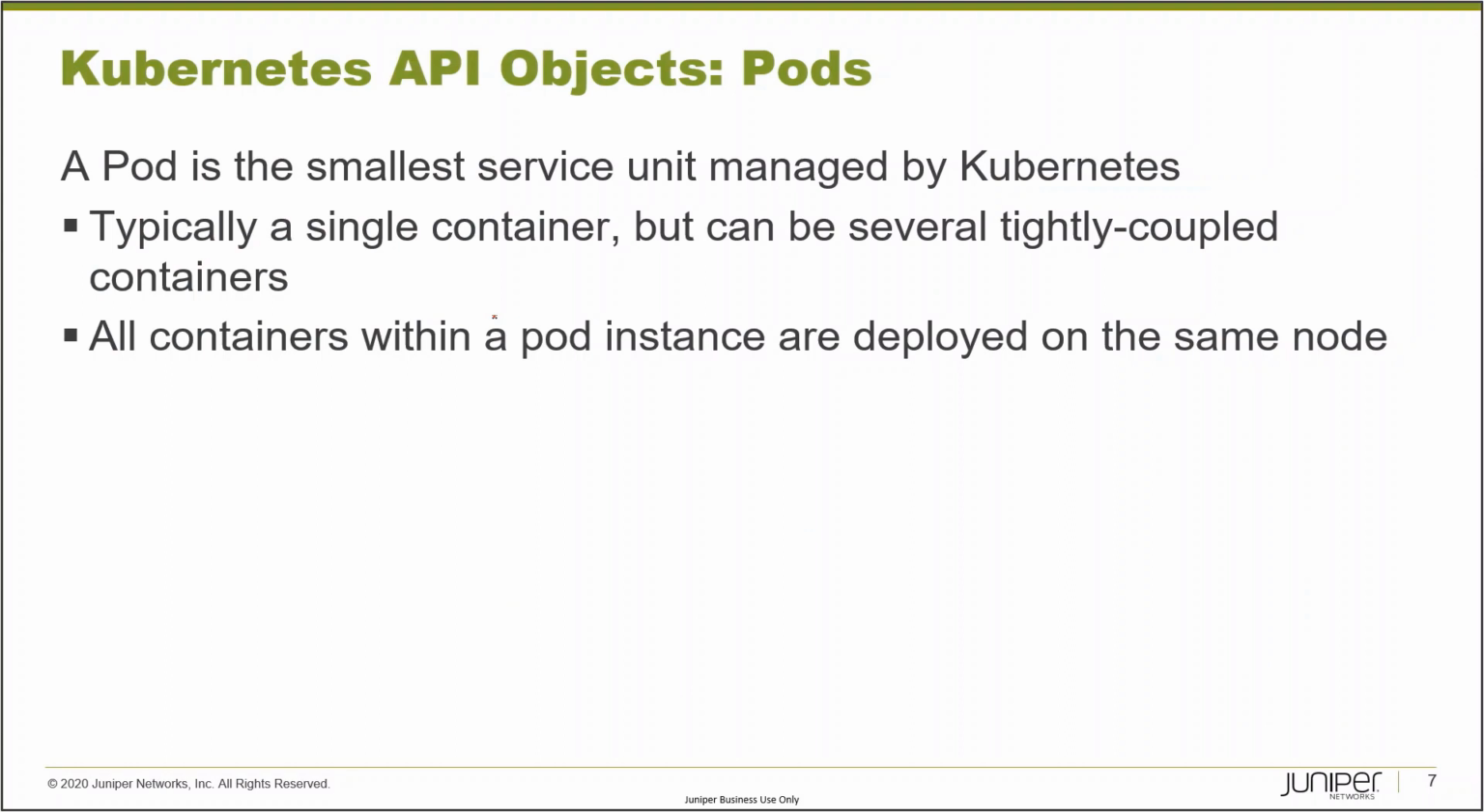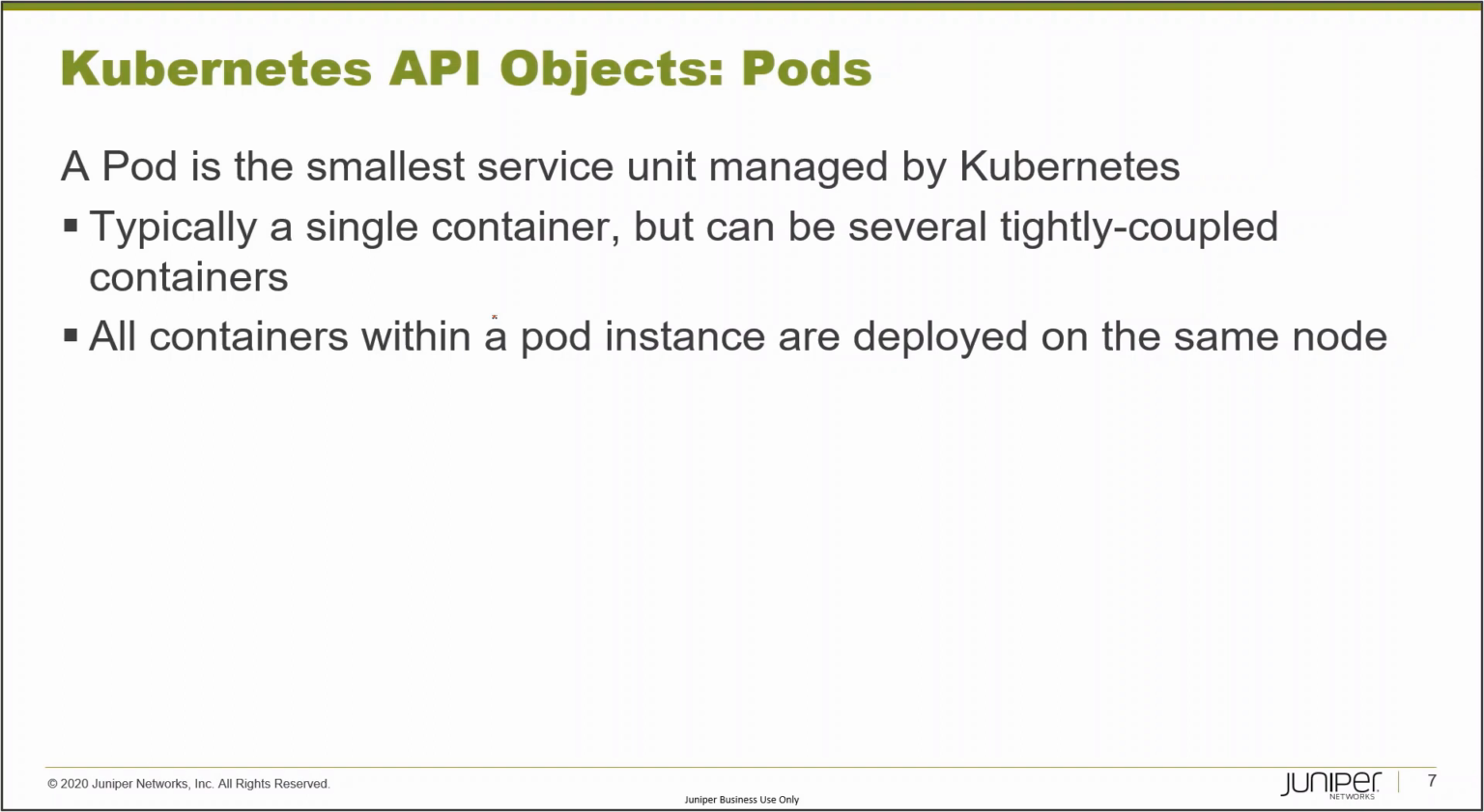This is far from an exhaustive discussion. We are just going to cover the most fundamental objects you're going to work with in Kubernetes, starting with a pod. A pod is the smallest service unit Kubernetes manages. Typically, a pod represents a single container, but it can also be several tightly coupled containers. What's critical here is that all of the containers within a pod are always deployed on the same node and assigned to one shared IP.